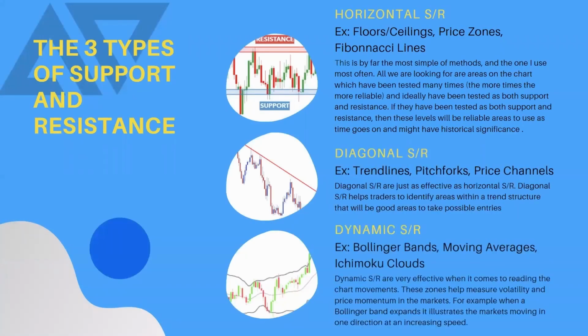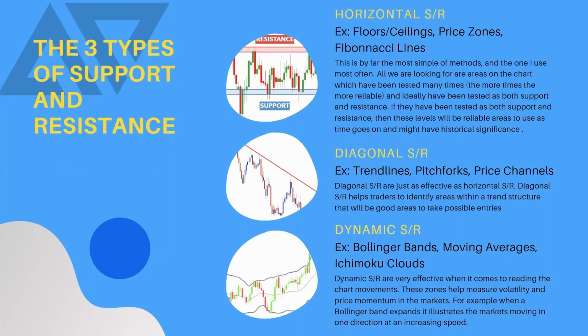So there's three types of support resistance. You have horizontal, diagonal, and dynamic. The horizontal, like floors and ceilings, price zones, and Fibonacci lines, is by far the most simple method, and the one I use most often. All we are looking for are areas on the chart which have been tested many times. The more times, the more reliable, and ideally have been tested as both support and resistance. If they have been tested both as support and resistance, then the levels will be reliable areas to use as time goes on and might have historical significance.